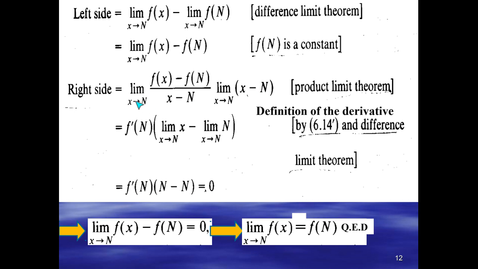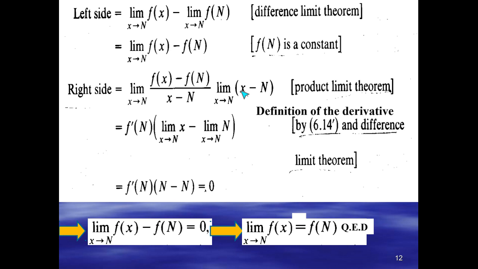What do we obtain? The left hand side is the limit when x goes to n of f of x minus f of n. The right hand side is the limit when x goes to n of f of x minus f of n over x minus n. What is this? This is the derivative of this function f of x at that point, which is f prime of n.